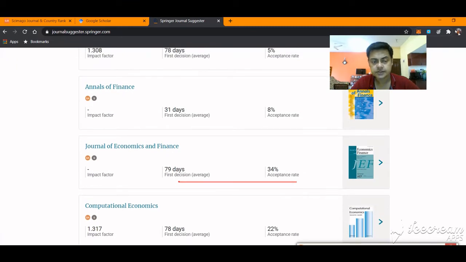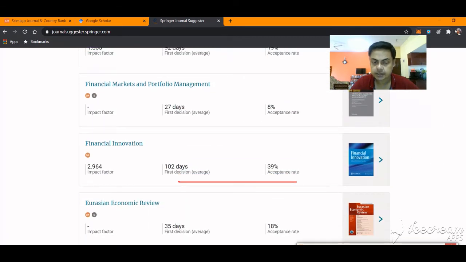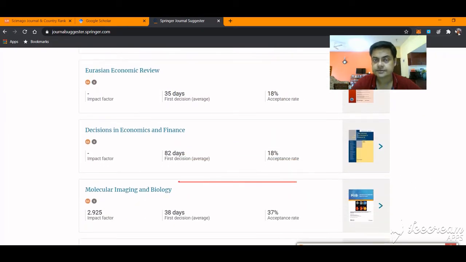This looks better. Journal of Economics and Finance, similar days like 78 and 79. But 34% acceptance rate, much better than the previous one. We can go further down and we can check 39%, but the number of days are high, 102 days. So these are basically your decision, personal decision. Nobody can say anything in this. You can choose like this. So this is the first part of our discussion where it is the automatic method. Then we will also go to the manual method to see.